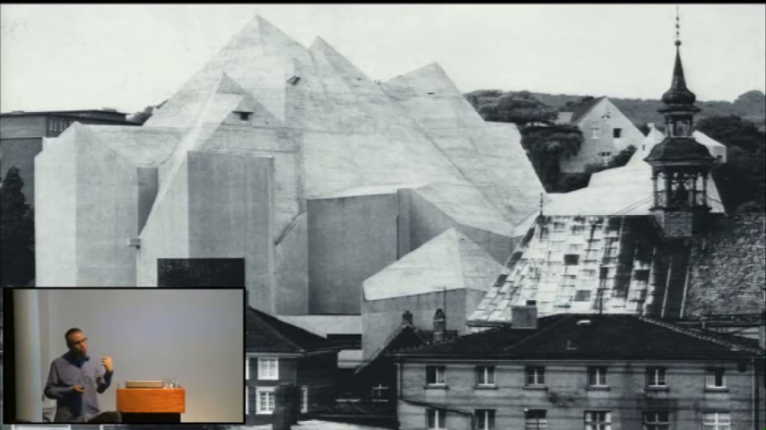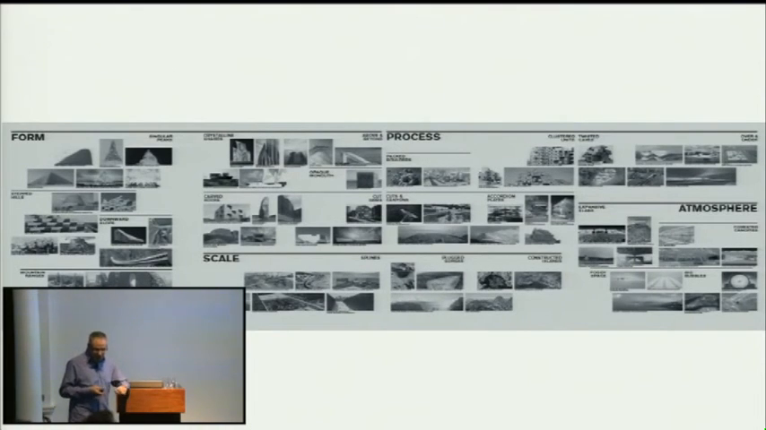Again, to construct a new genealogy, Gottfried Böhm, of projects that could inform our present-day thinking. And these are the four categories around which the book is organized: form, scale, process, and atmosphere. The imitation of natural form, the shift in scale from landscape to architecture, the question of process, and the notion of atmosphere, that it's not always about the object.